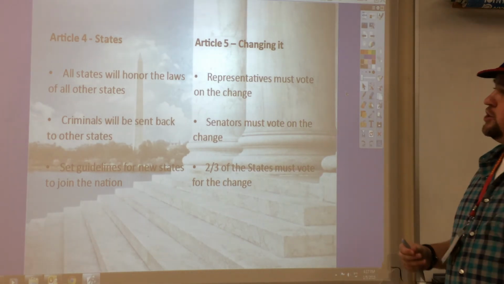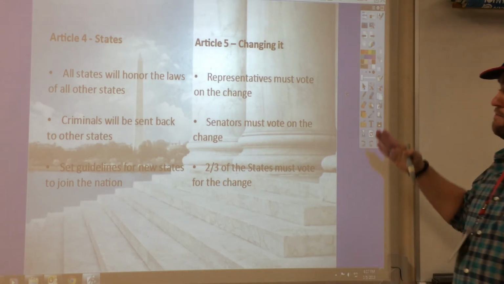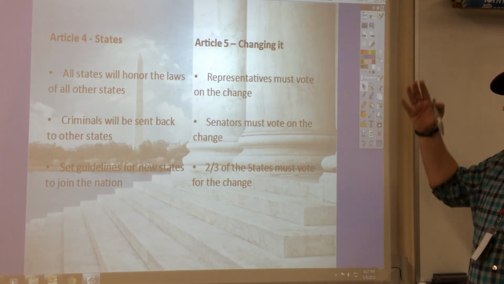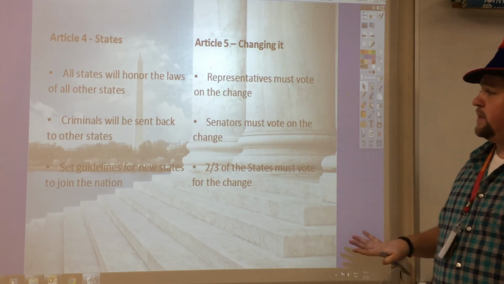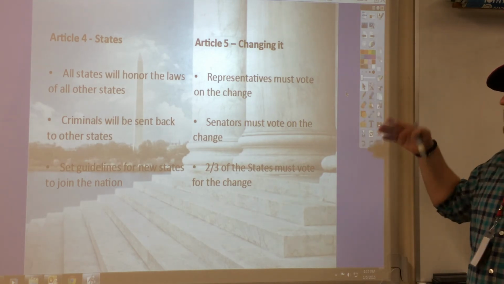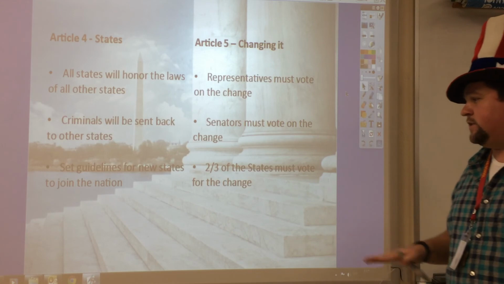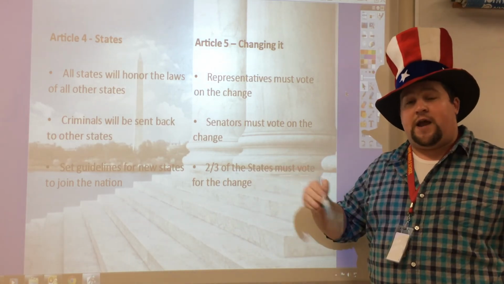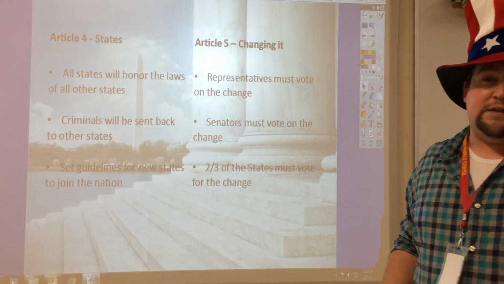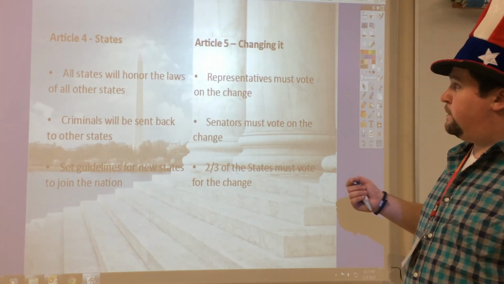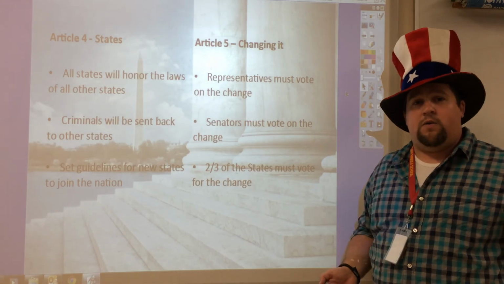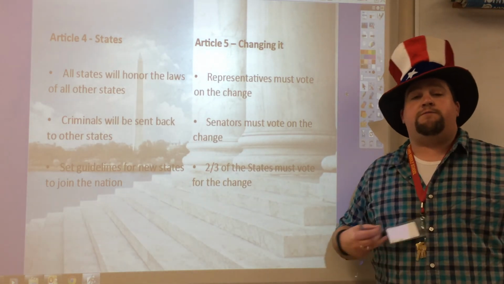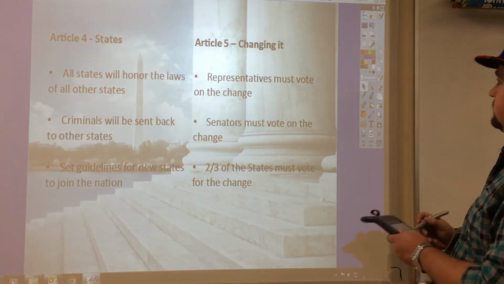Article 5 deals with changing the Constitution, right? There's two different ways you can go to change the Constitution. Really, there's the Congress, representatives, and senators must vote on the change. There's also the path that says that 2/3 of the states must vote on the change as well. Changing the Constitution or adding an amendment to it is not easy. It's a difficult task, but intentionally so. They don't want to frivolously change the Constitution. They want it to be important enough that enough people agree to get it done.